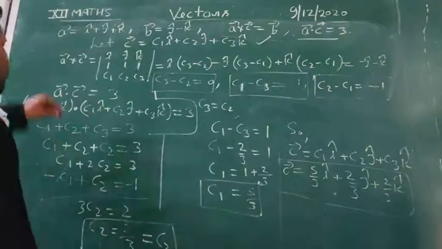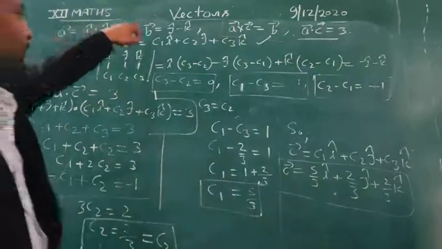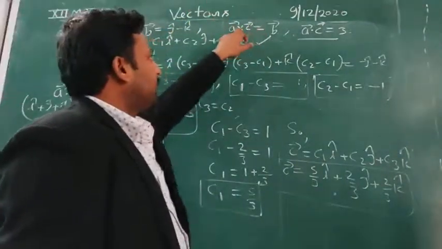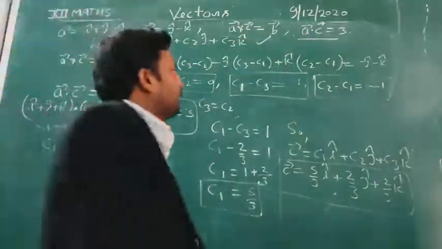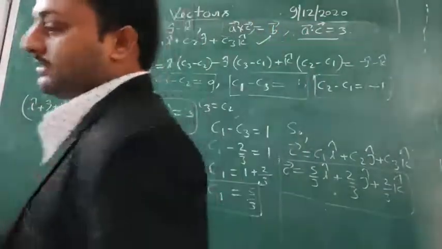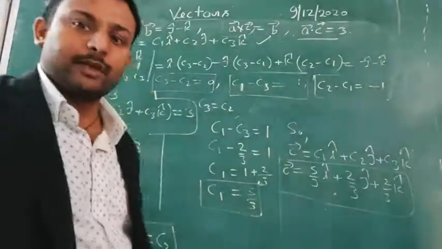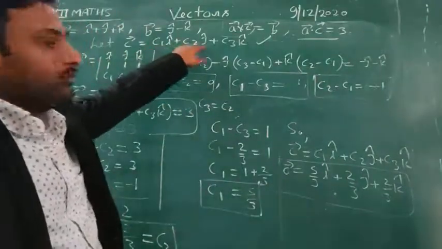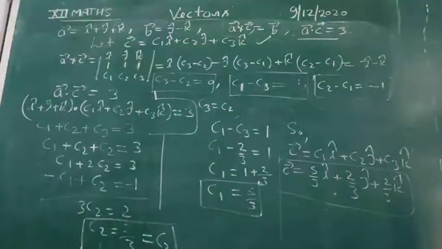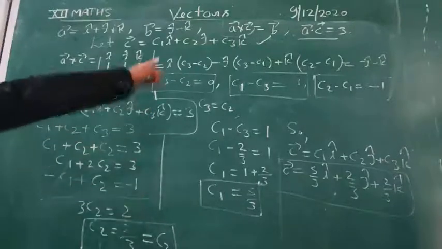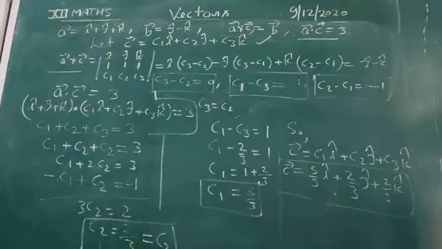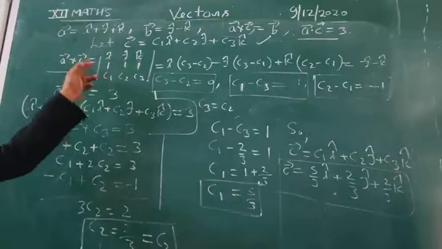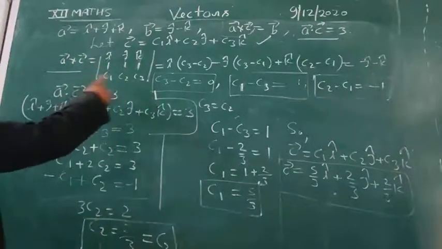So student, in this question we were given a vector A and a vector B, and the conditions A cross C equals B and A dot C is 3. Then find the vector C. What will be the vector C? So we supposed that this vector C is C1 i plus C2 j plus C3 k. Okay, student? So first condition is A cross C is equal to B. So we find A cross C, which is equal to the determinant of i j k, with A as 1 1 1 and C as C1 C2 C3, and expand the determinant.